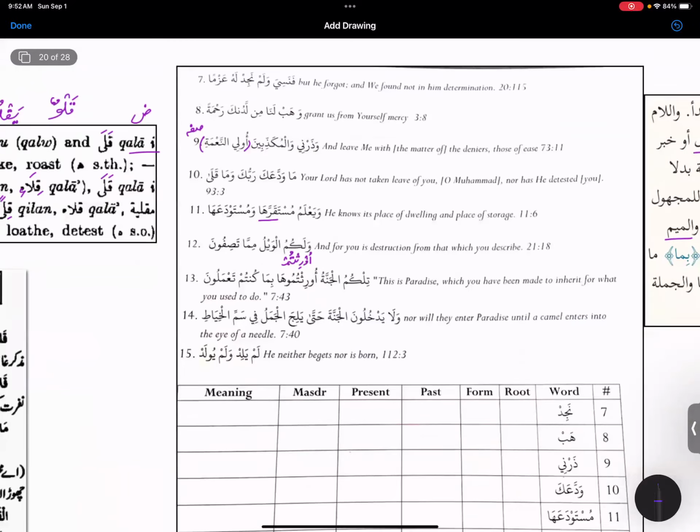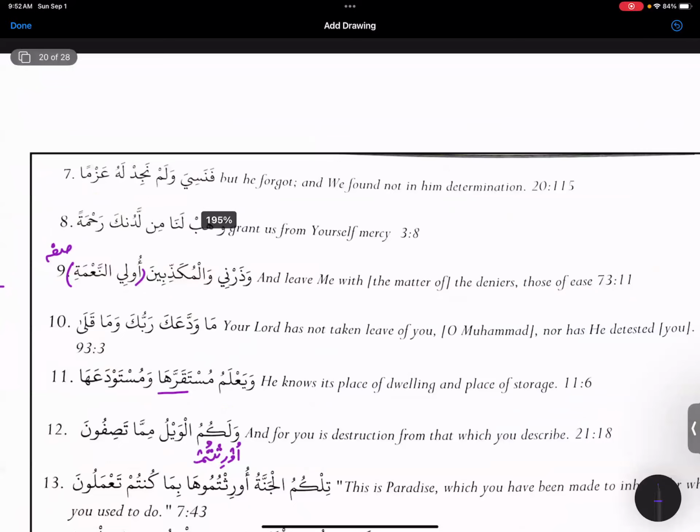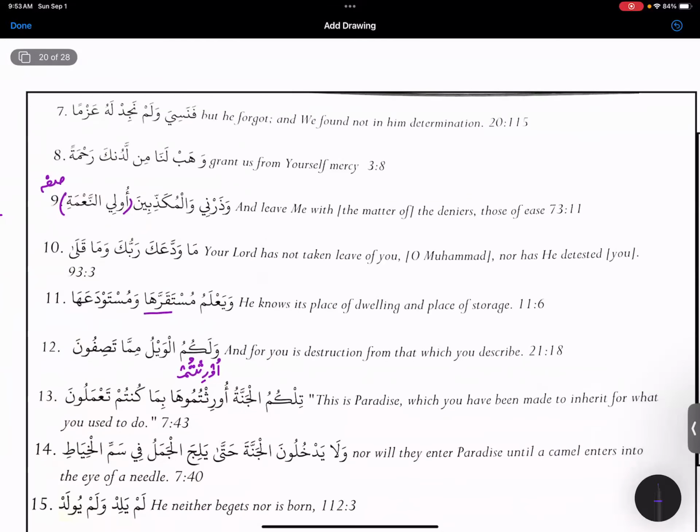Fanasiya, what does that mean? And first of all, what kind of verb do you see? Is that a verb? It's a verb. Irregular naqis. Yeah. So what are the root letters? Noon, seen, ya. Nasiya, yansa. Samia, yasmau. Nasiya, yansa. Okay, so nasiya, fa nasiya.